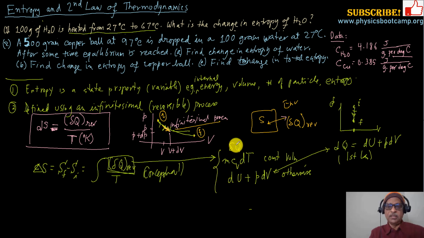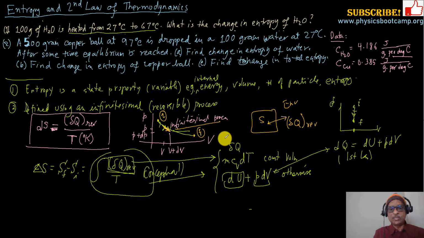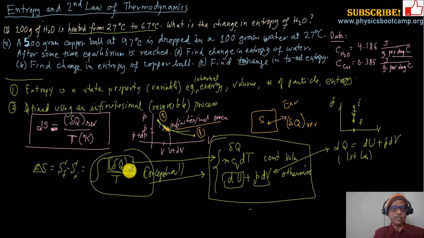So this can be written in terms of dt, and this can be written dt if ideal gas. There are various ways that you can do this, and then using this kind of stuff, it will become a regular integral. And that's what we're going to do illustrating these examples.